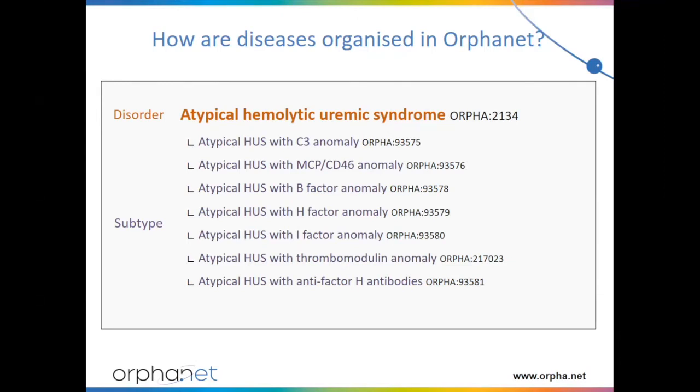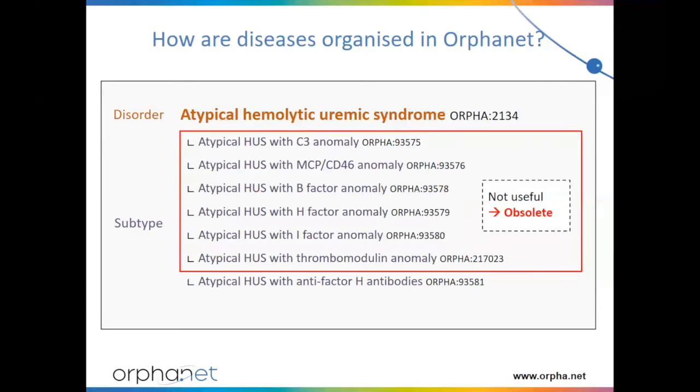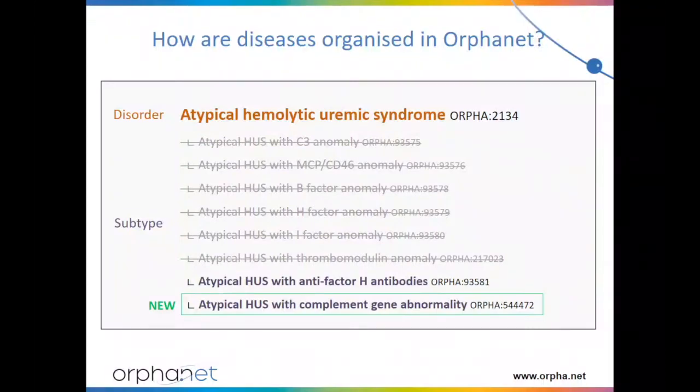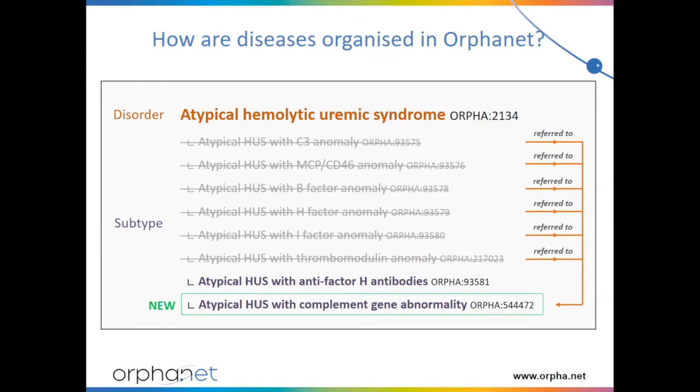However, during the collaboration with ORPHAnet, the experts indicated that these subtypes were not useful and should be obsoleted, and that creating one simply named atypical HUS with complement gene abnormality would be a lot more pertinent and more useful. So this is what we did. A relationship was technically established between the obsoleted subtypes and the newly created ones, that must be used instead. We say that the obsolete entity is referred to the active one.